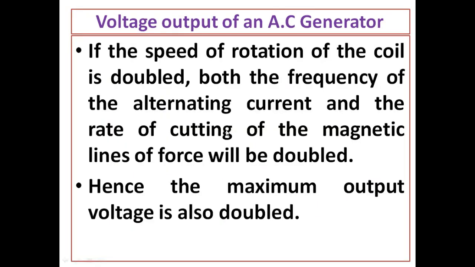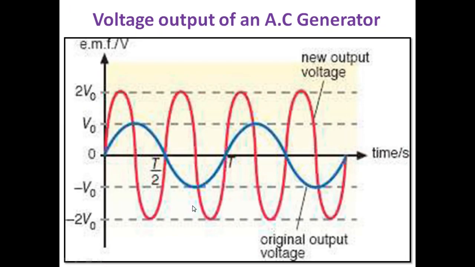Now how can we measure the speed of rotation? If the speed of rotation of the coil is doubled, both the frequency of the alternating current and the rate of cutting of the magnetic lines of force will be doubled. Hence the maximum output voltage is doubled. And here you can see with this diagram that it is being doubled.